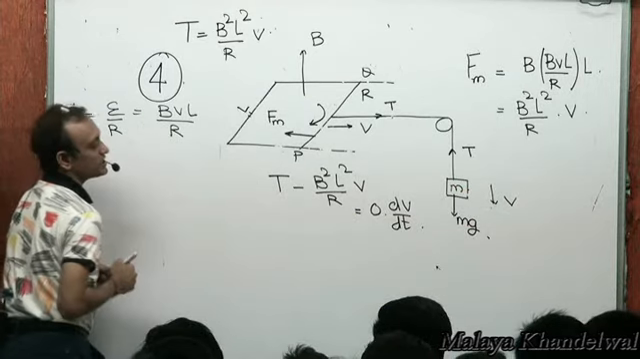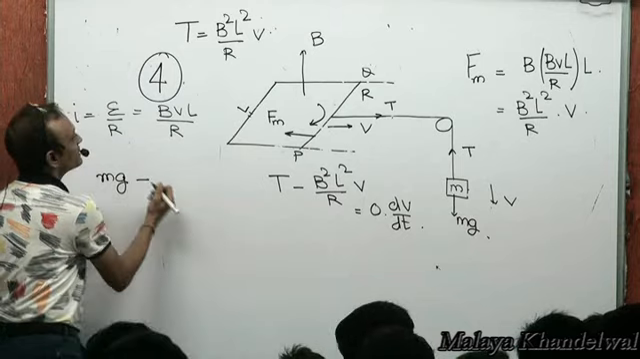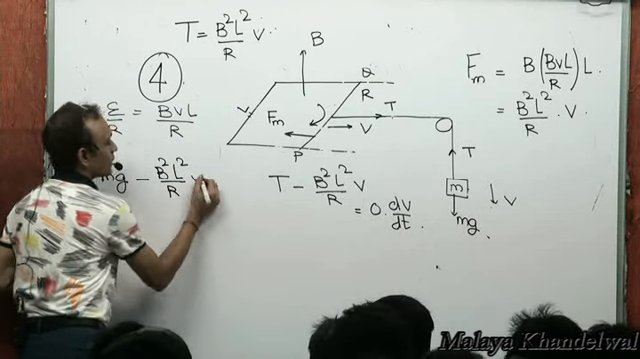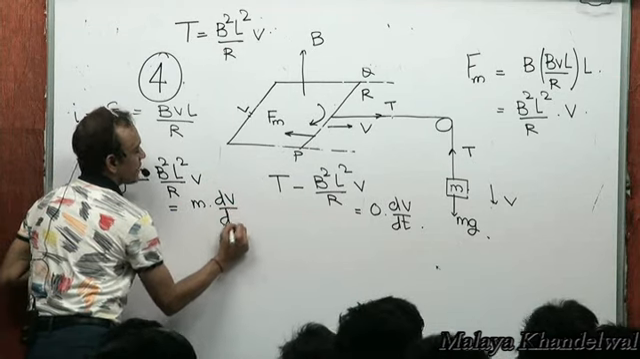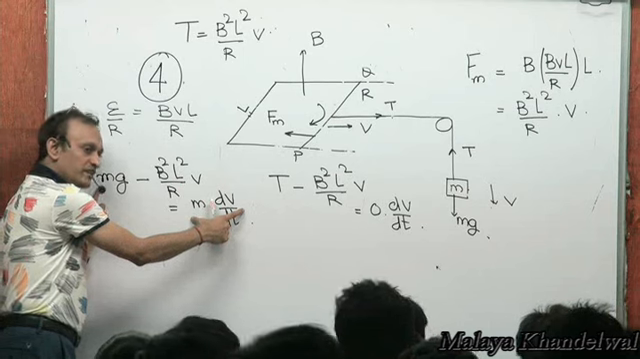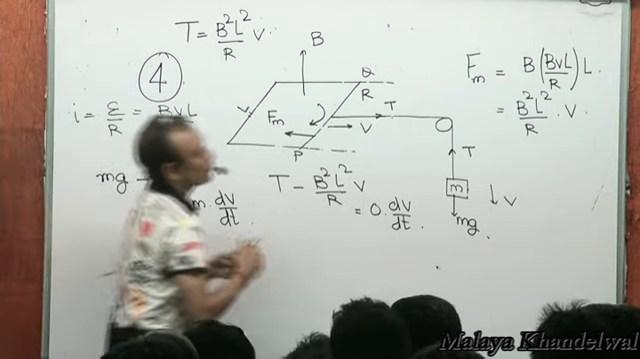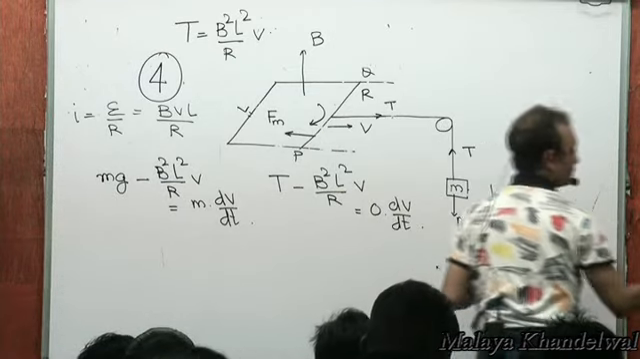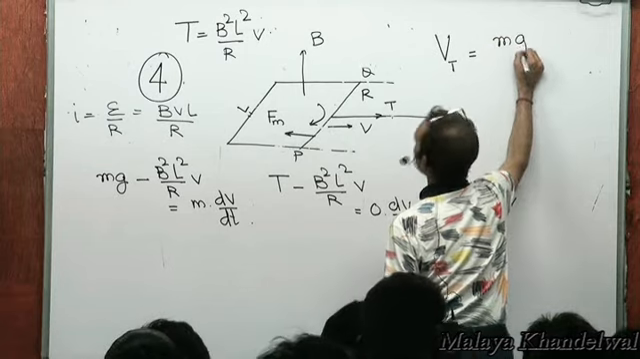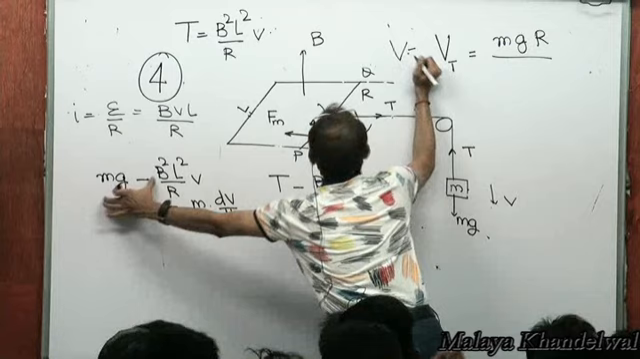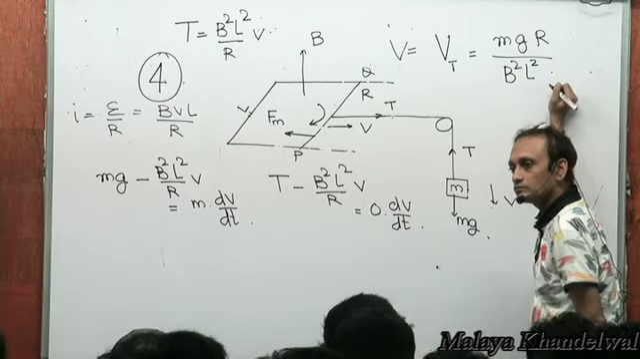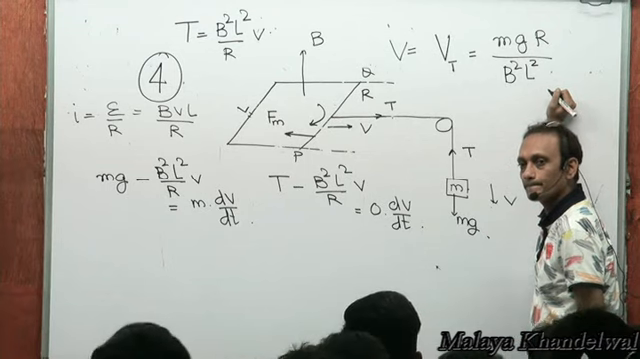So if I have to write the equation of motion of the mass small m: mg minus T, which is B squared L squared by R into V, must be mass into acceleration of the mass. And V will be V terminal when dv/dt is 0. That means when this is equal to mg, right? So V terminal is mgR by B squared L squared. That's V terminal.